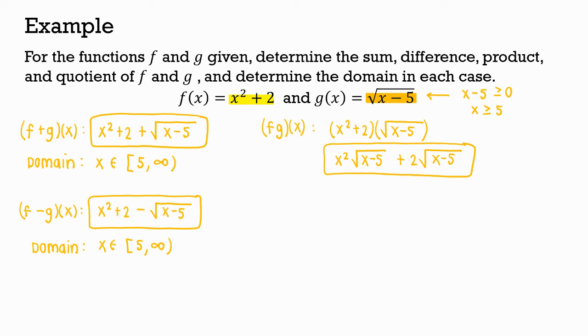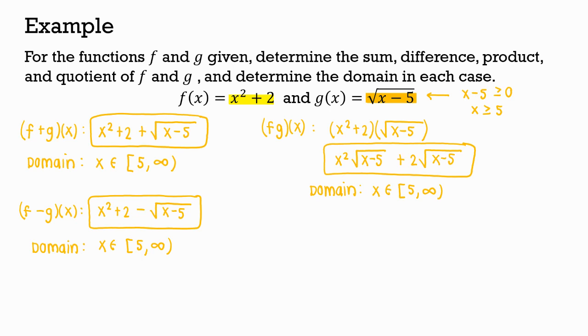Once again, my original functions, the f of x doesn't have any restrictions for the domain. The g of x does. It has to be greater than or equal to 5. If I look at the product, the only thing that I see is once again that radical, that x is going to have to be greater than or equal to 5. So just like the other two, the domain is going to be 5 included up to positive infinity.